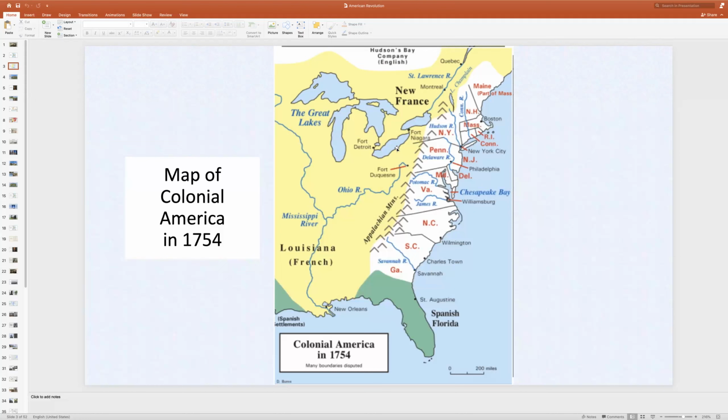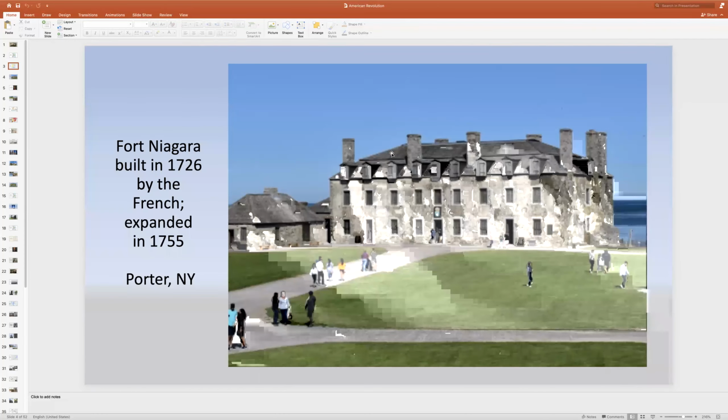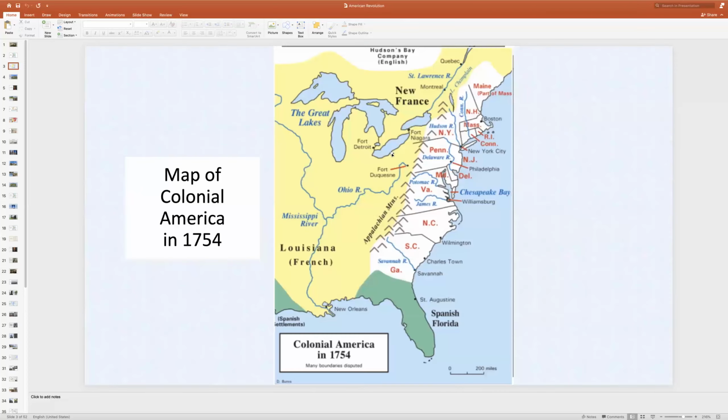He was trained as a surveyor at age 18. He's already surveyed a lot of the Shenandoah Valley, which is now in Maryland and West Virginia, right around here. So he's been out there.